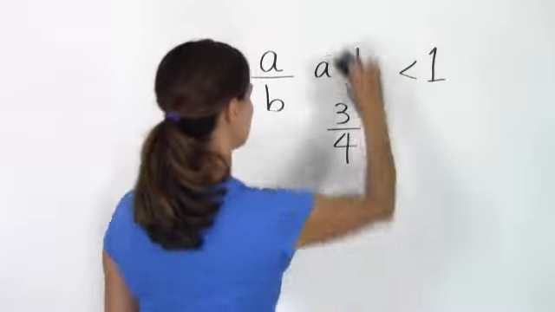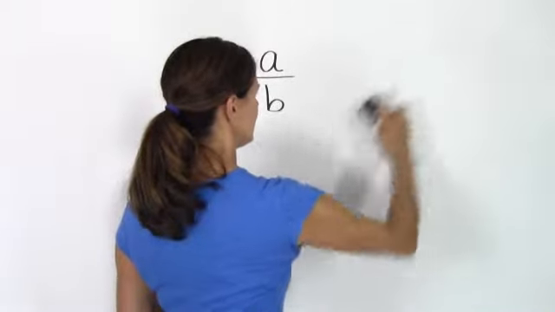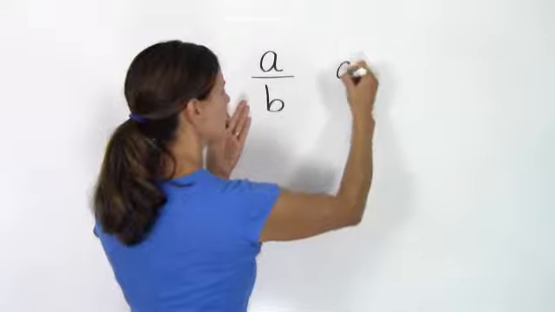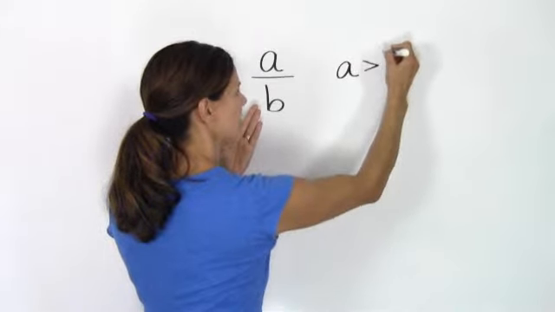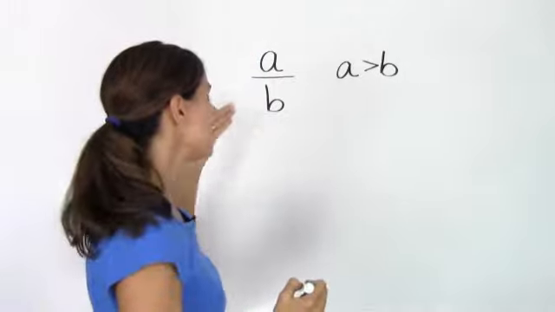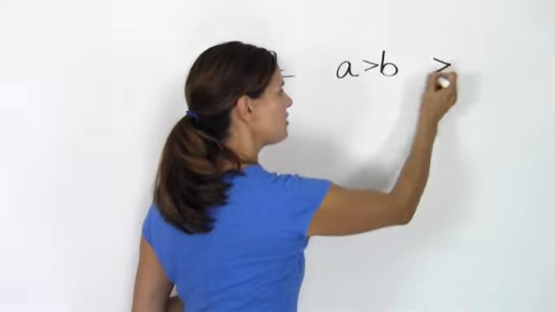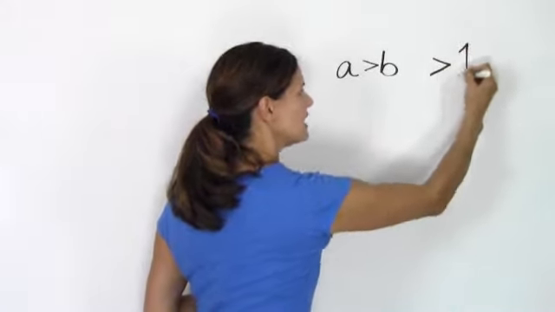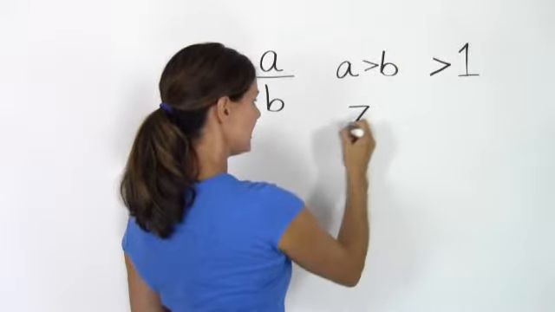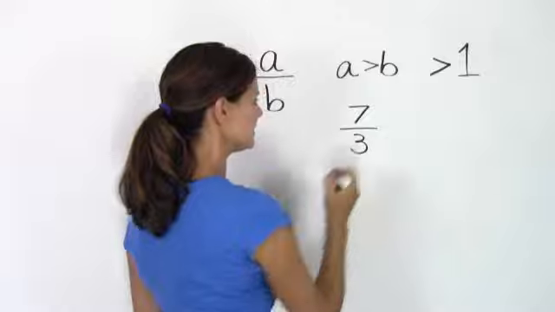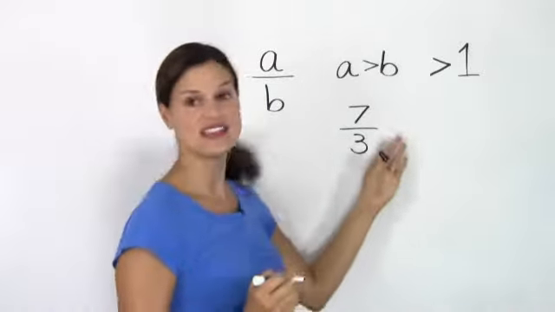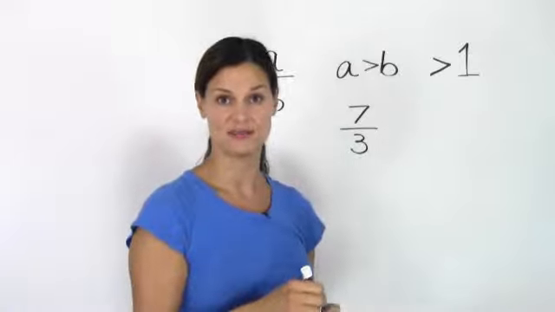An improper fraction is a fraction in which my numerator is greater than my denominator. So A is a bigger number than B, and in this case, the value of an improper fraction is always greater than 1. So 7/3 is an example of an improper fraction, and the value of this is greater than 1.